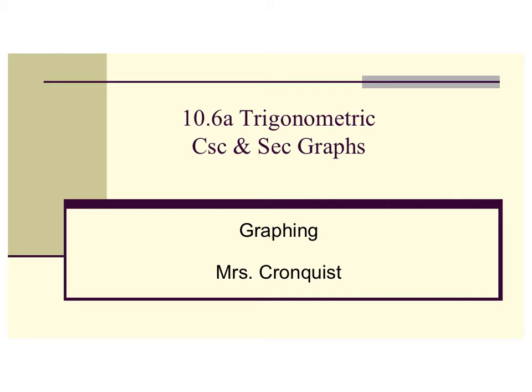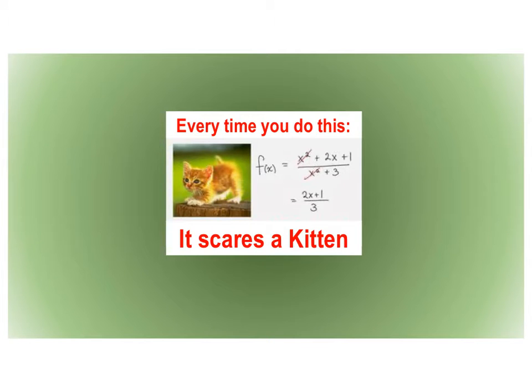Whenever sine or cosine is 0, it's going to cause a problem when we put it in the denominator. Okay, every time you do this, it scares a kitten. Don't scare a kitten. Be nice. This is an illegal move. You can't do this. You can only cross off things that are being factors. You can't cross off something that's being added or subtracted. So don't scare a kitten.